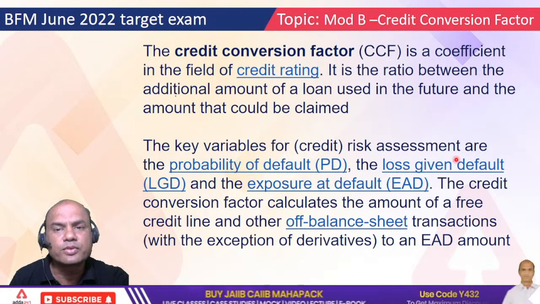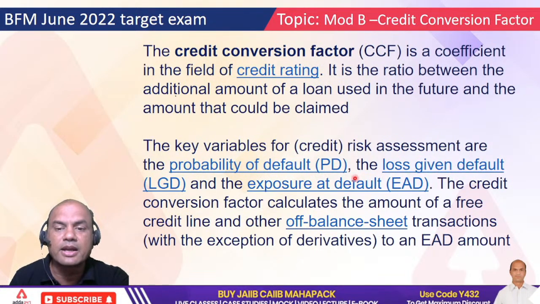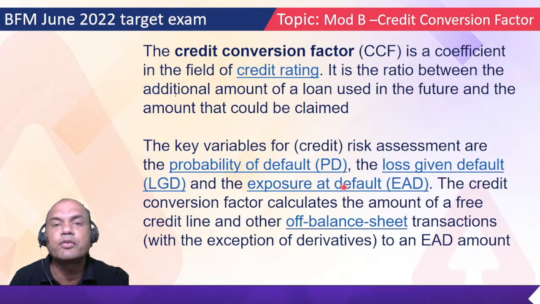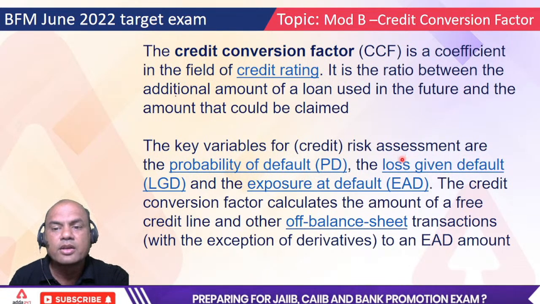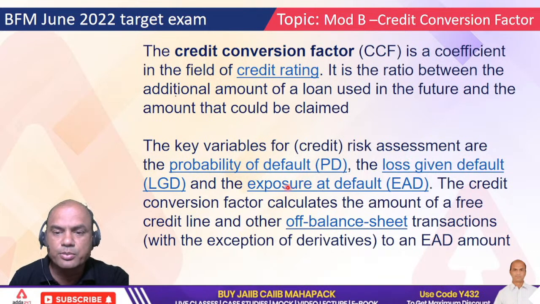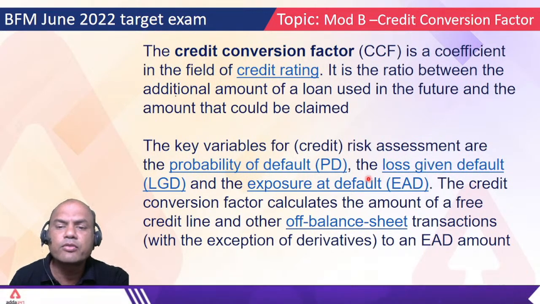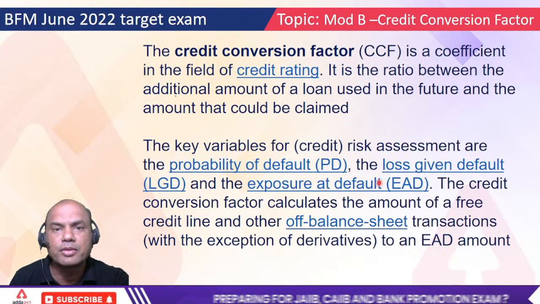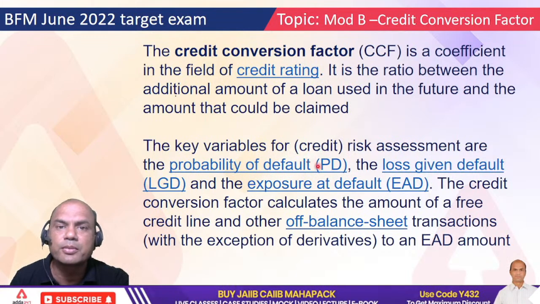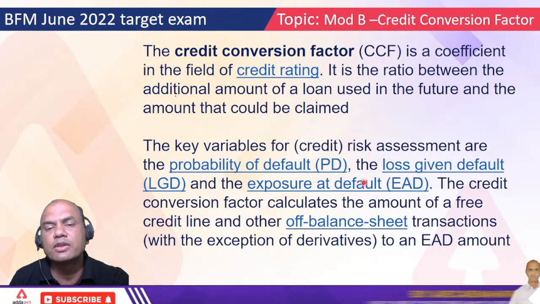Loss is the final loss which it will be there. And EAD means what is the exposure I have to keep. Suppose I give you a guarantee of rupees 100, the exposure at default will be less than rupees 100. Why? Because there are very few chances that the guarantee will come to me for payment. Only if you are a non-performer will that guarantee come to me for payment.